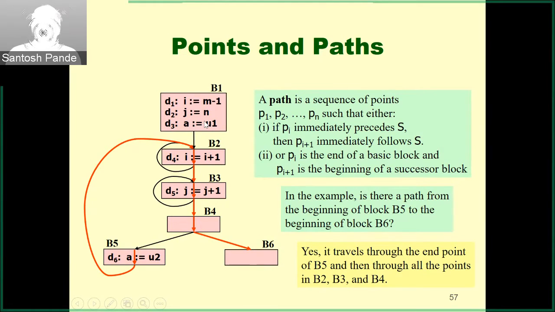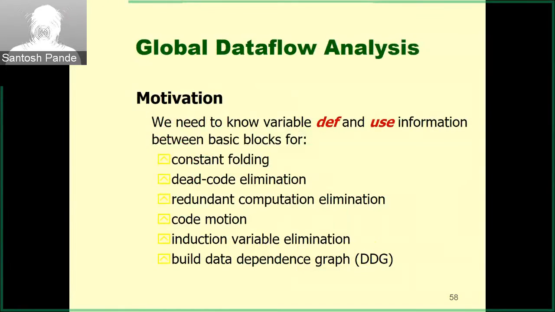And you can see that we'll be talking about two different A's. One will be A is equal to U1, which is the definition D3. And the second will be A is equal to U2 when it loops back. Those are the two different definitions which will be carried to the point of its use. And then once we analyze these, which definitions are being carried to which use, then we'll be able to do certain optimizations in the program.